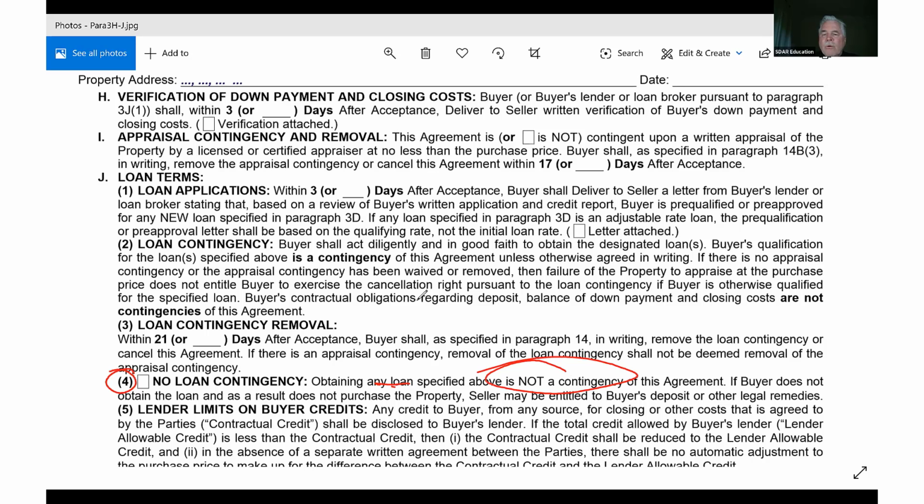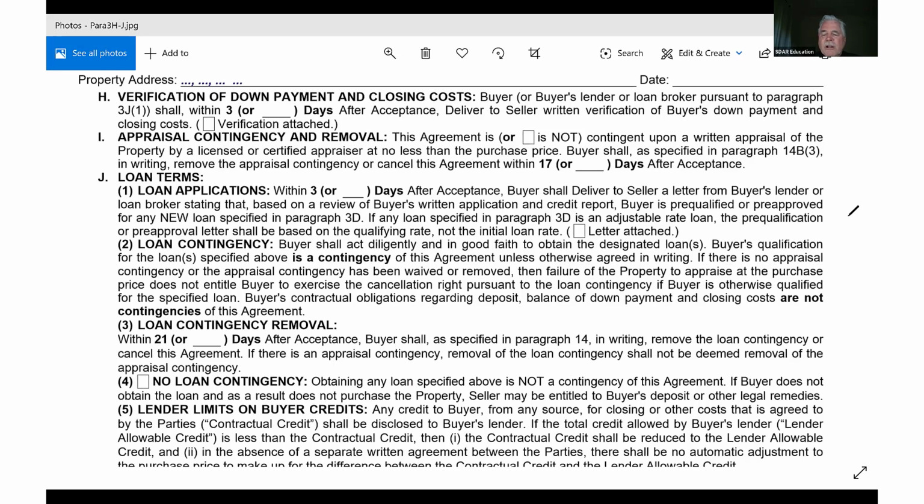So if the buyer does not obtain the loan and as a result does not purchase the property, seller may be entitled. So CAR and I are alike on that. I always say your deposit is at risk. I never say you're going to lose your deposit. I never say that, right? Because it's not necessarily true. It could be that the judge says, no, you don't get to keep the deposit.